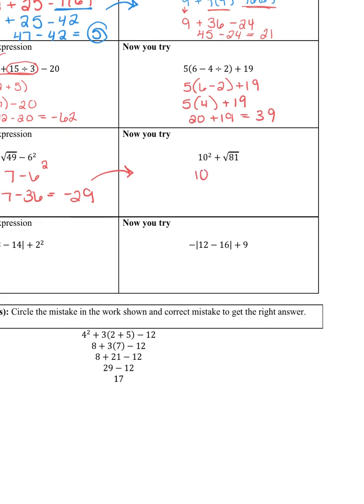So we're going to go ahead and do that square root first, and that gives me 9. Then I'll square the 10, which gives me 100, and your answer is 109.